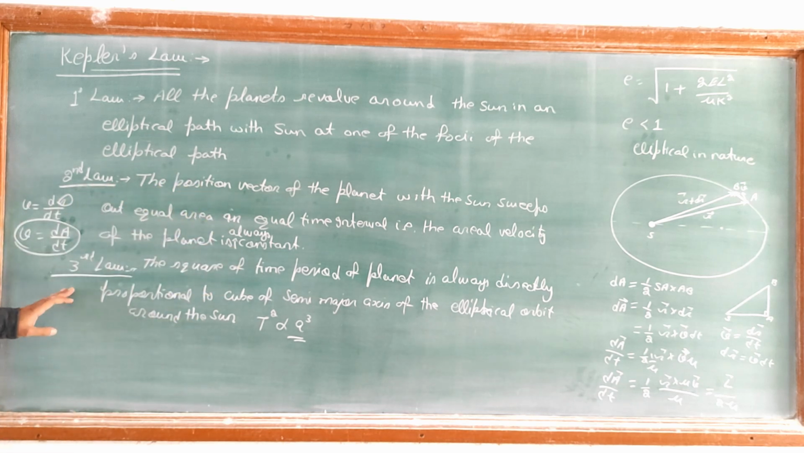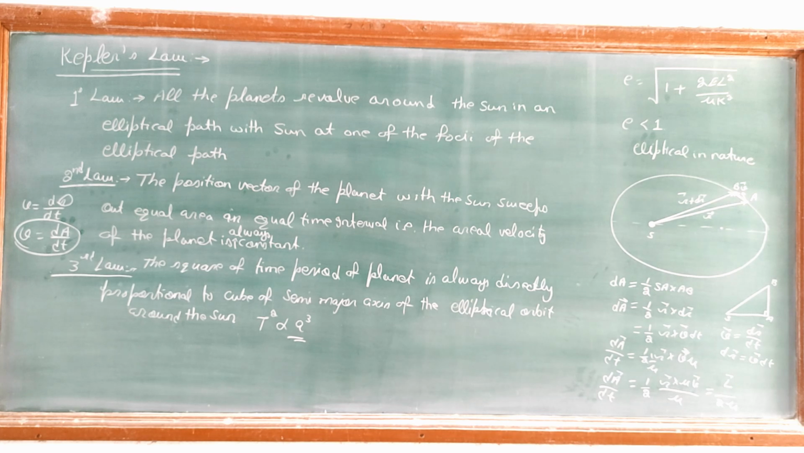Now we are looking at the third law. The statement of the third law is that the square of the time period of a planet around the sun is directly proportional to the cube of the semi-major axis of the elliptical orbit around the sun. That means T square is directly proportional to a cube.